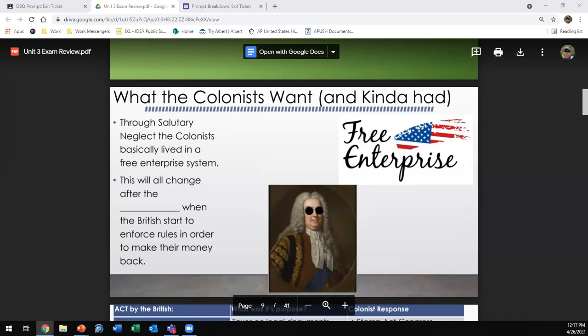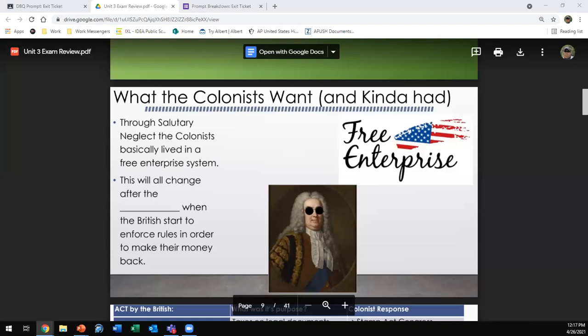But the government gets involved. Why do they get involved? Why are the British all of a sudden enforcing old laws like the Navigation Acts, enforcing smuggling and making it punishable, taking people's ships, charging taxes on the colonies? Because of the 7 years war, right? The British are in a major war debt.